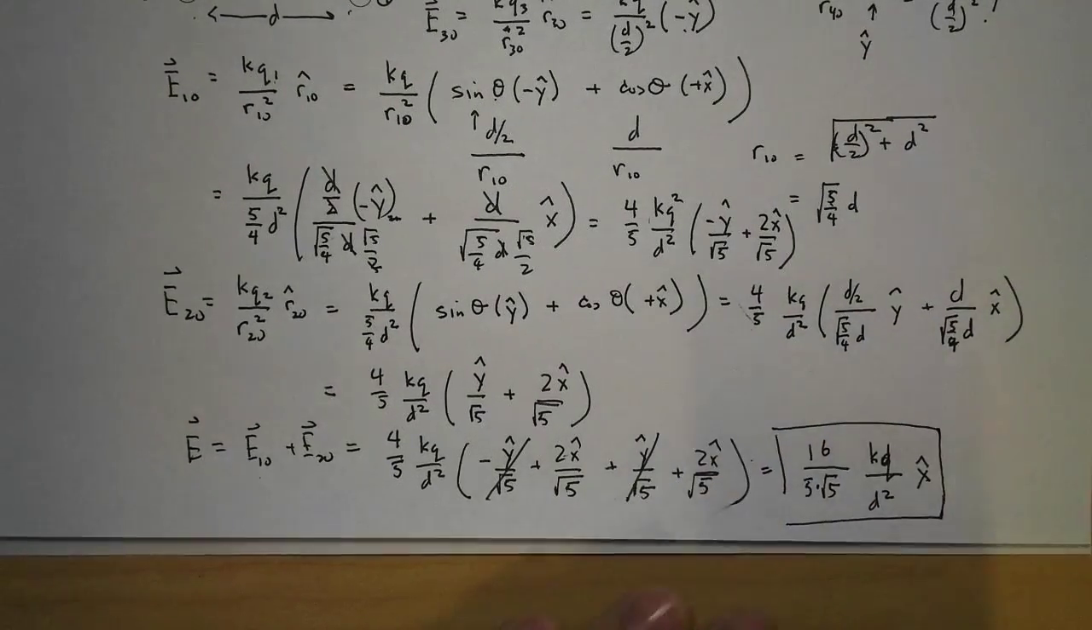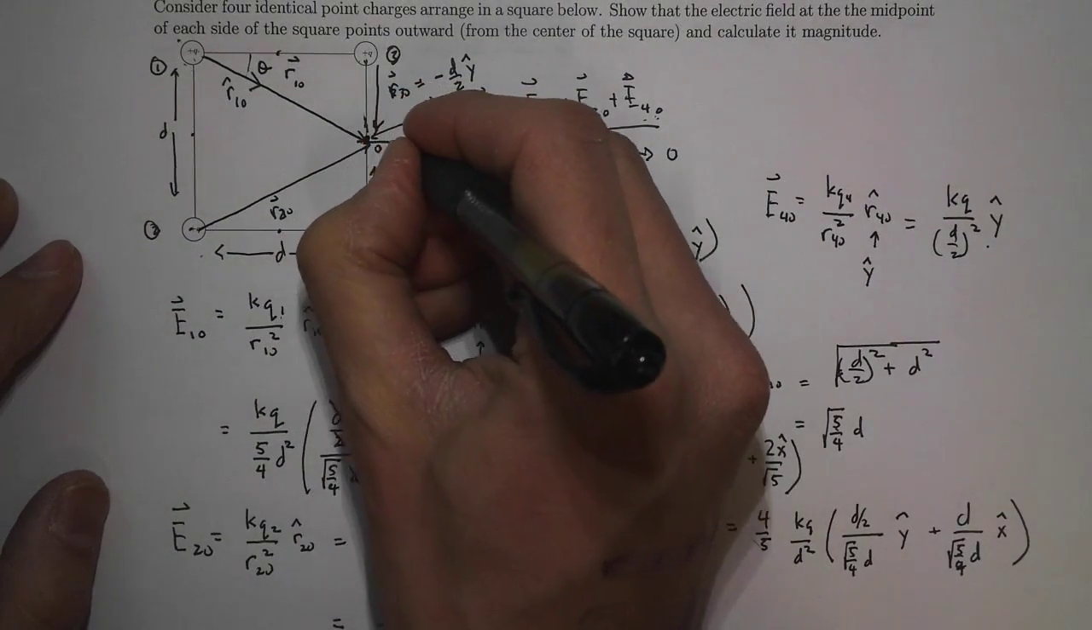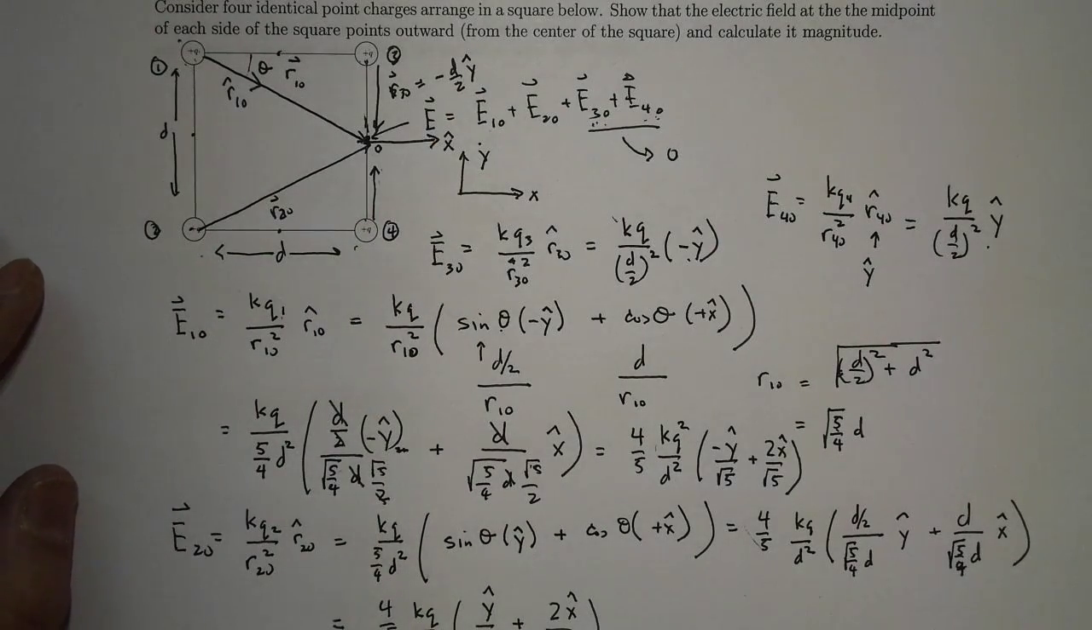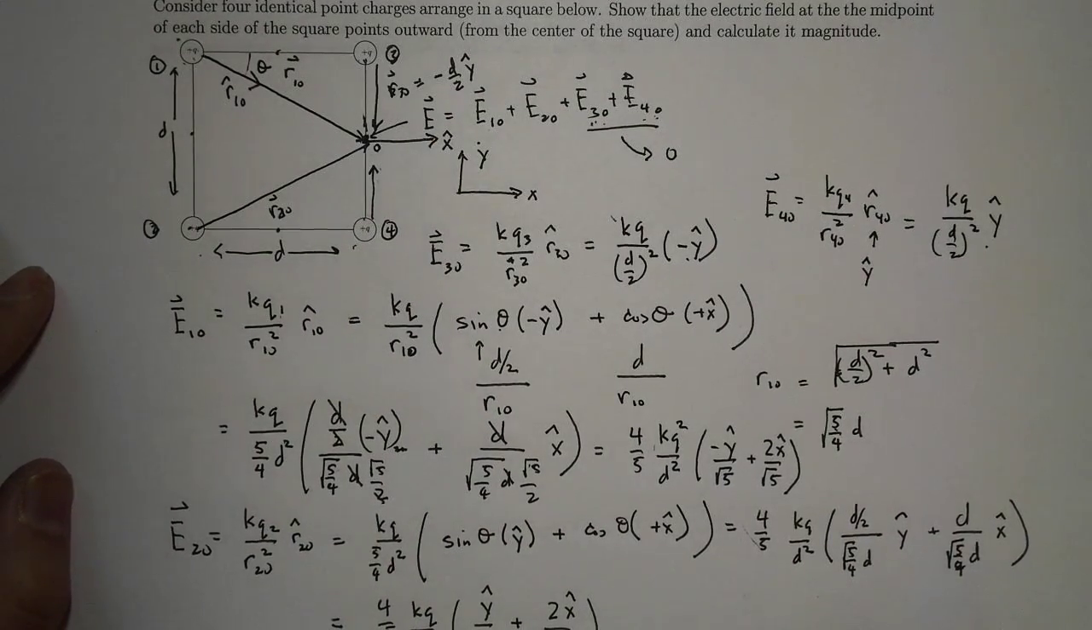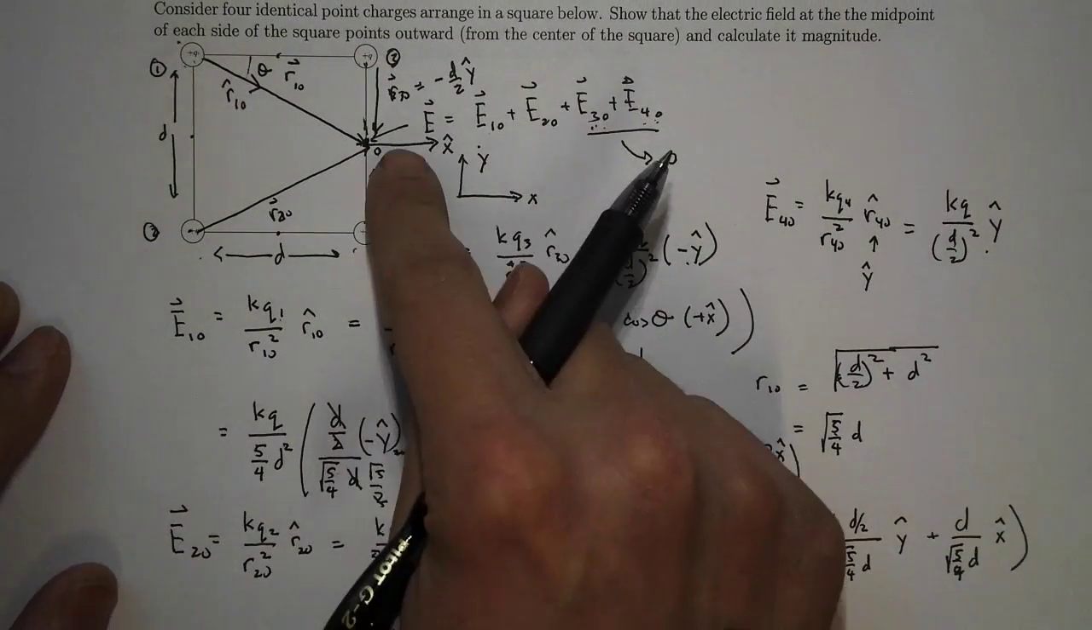So what that means is that this electric field points perfectly in the x hat direction, and it has this magnitude: 16 divided by 5 times the square root of 5, kq over d squared. That is the magnitude of that particular vector.